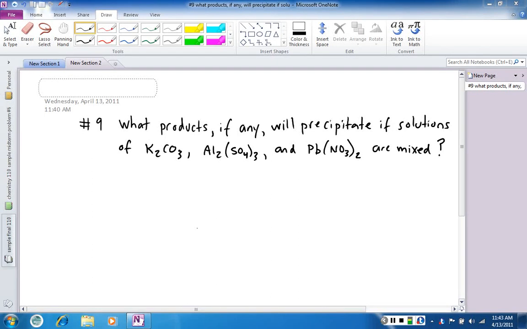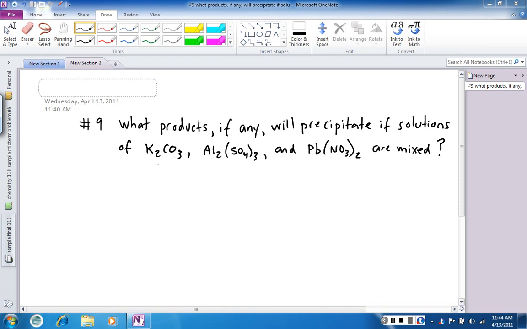This is sample problem number 9 from the sample final. This is a solubility product question. What products, if any, will precipitate if solutions of potassium carbonate, aluminum sulfate, and lead nitrate are mixed? So, the way I solve these is you first want to figure out what ions are going to be made when the chemicals dissociate into solution.